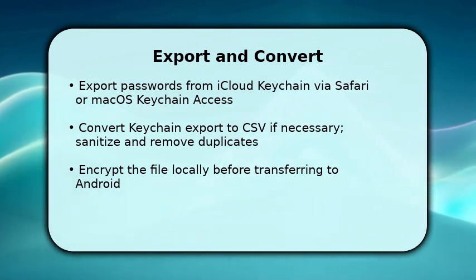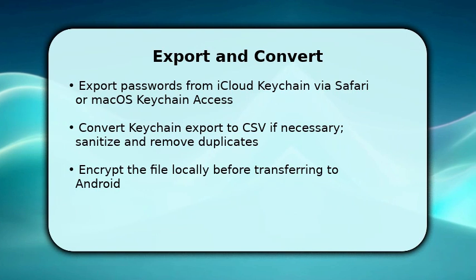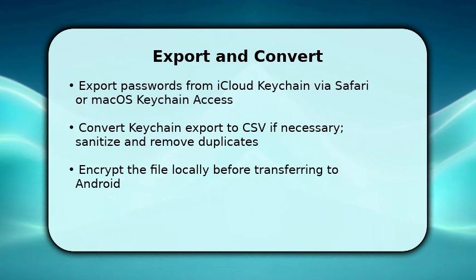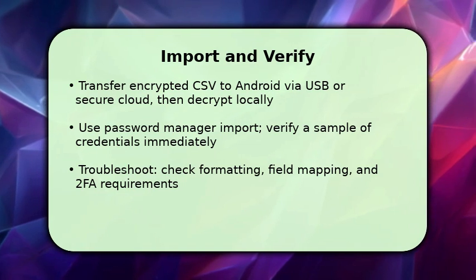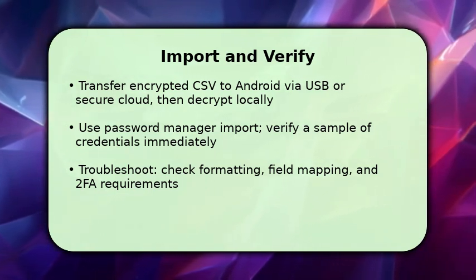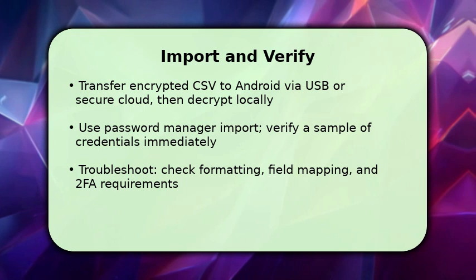Before moving the file, encrypt it locally with a strong password, so the transfer remains secure and private. You finish by transferring the encrypted CSV to your Android device via USB or a secure cloud link, then decrypt it locally. Avoid leaving plain text in cloud storage.